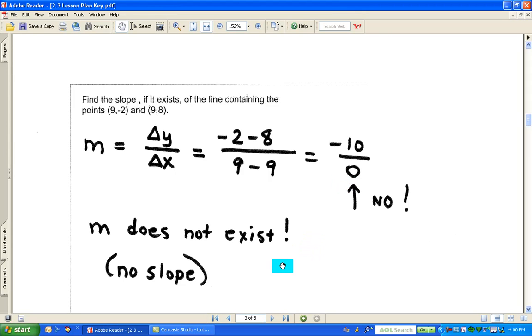Now let's tie this in. What kind of line did I tell you earlier did not exist, did not have a slope? A vertical line. And what would tie in here? If you graph these two ordered pairs, just to prove what I'm saying, these two ordered pairs would connect and form a vertical line. So it shouldn't be a shock that the slope does not exist.